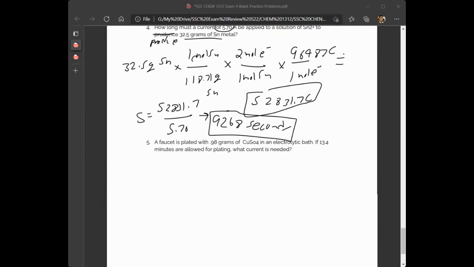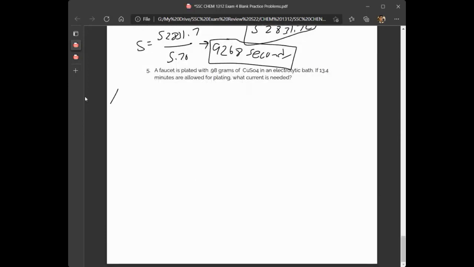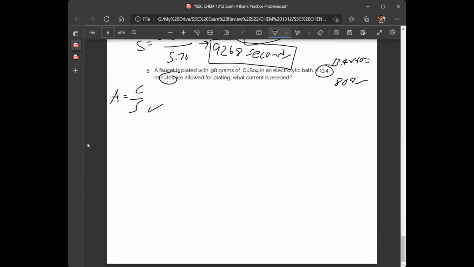A faucet is plated with 0.98 grams of Cu from CuSO4 in an electrolytic bath for 13.4 minutes of plating. What current is needed? So we are talking about current, which is amperes, right? So this is A equal to C over S. We are given time, so we do 13.4 times 60, which is approximately 804 seconds. Now we just need to find coulombs.